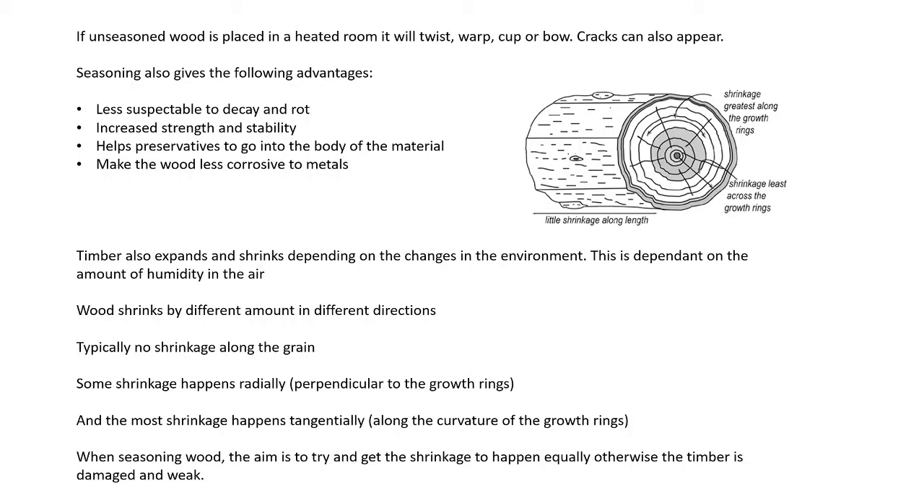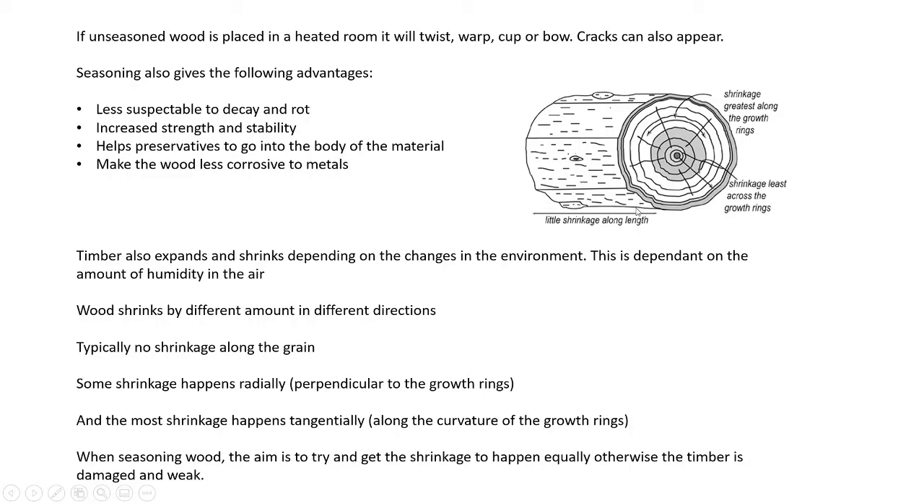The whole reason things will shrink or twist or bow is just to do with the humidity in the air compared to the moisture inside the material. The problem with timber is it shrinks in different directions depending on the material and the temperature, so some areas will shrink a lot more. If you look at the diagram here, it shrinks the least going across the rings. This is like you cut the tree in half, and you can see the rings, which show how old the material is. It shrinks the greatest going along the growth rings, and it doesn't shrink very much along the length of the whole piece of timber.